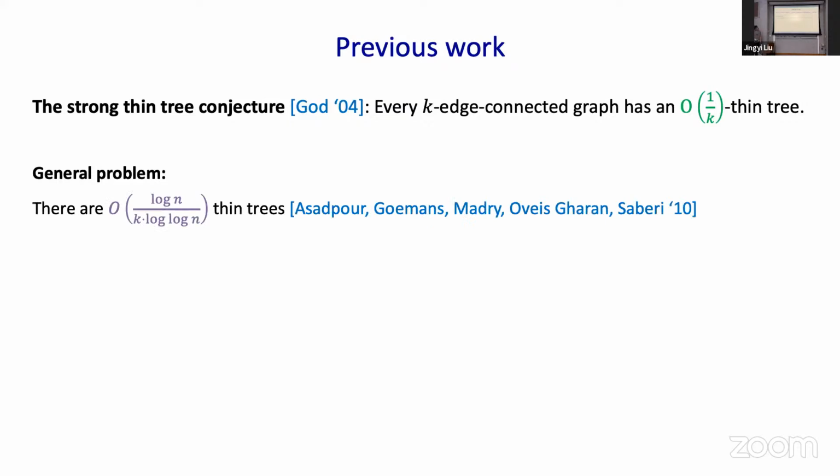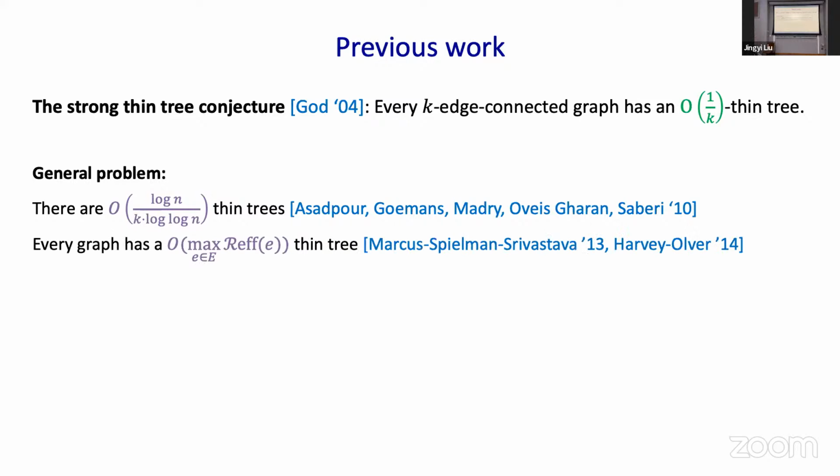From 2010 work by Asadpour et al., we know that there are log n over log log n times k thin trees. So we have some function that depends on n, which we don't want, but at least the dependence is not so large. We know that every graph has a thin tree where alpha depends on the maximum effective resistance of the graph. This is from Marcus, Spielman and Srivastava's work on the Kadison-Singer problem. And we also know, though this is not algorithmic, that there are poly log n over k thin trees, combining some previous work with this Kadison-Singer work.